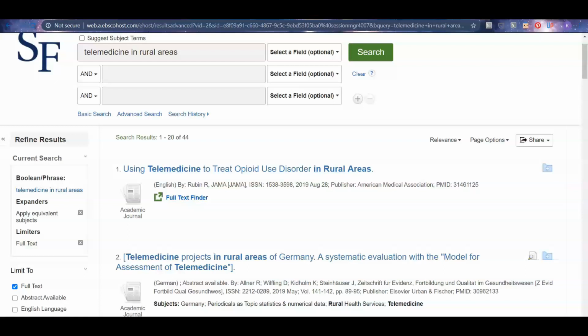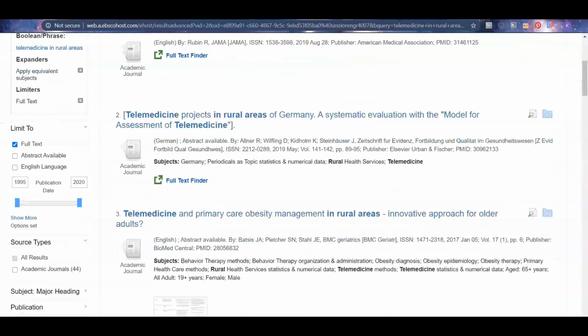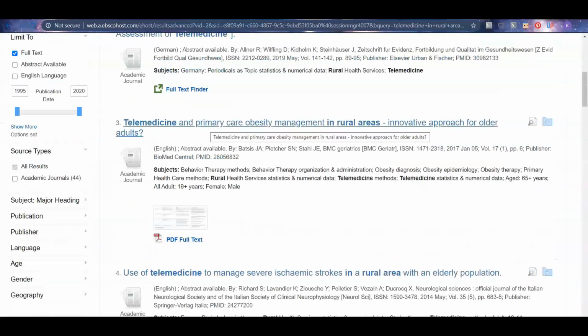Hopefully some of them might be useful. The first one that comes up is using telemedicine to treat opioid use disorder in rural areas. That could be interesting. I'm going to keep looking though. So primary care and obesity management in rural areas for older adults. Now, older adults, those are also people who sometimes might have problems accessing healthcare due to the ability to travel safely and to have the resources to travel. So I'm actually going to open that up and I might come to that one.